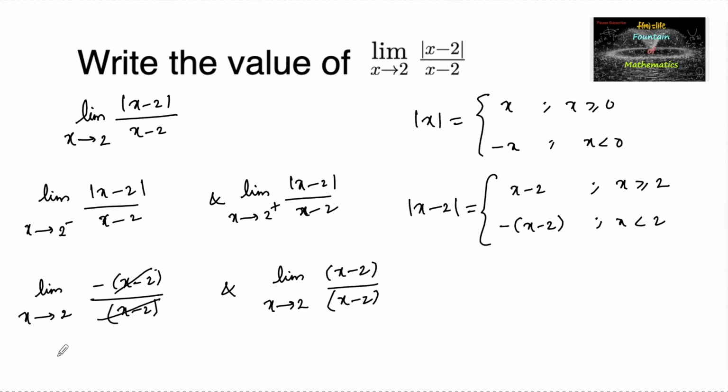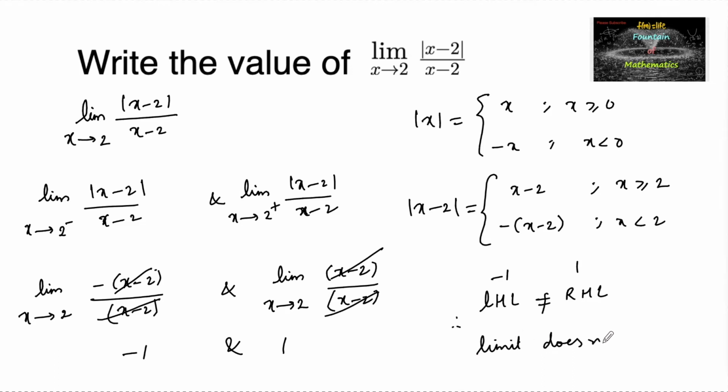So here x minus 2 gets cancelled. So we have minus 1, as limit x tends to 2 of minus 1 is constant. So minus 1 here, and here also x minus 2 gets cancelled, and here it is 1. So here left hand limit and right hand limit both are not equal. So left hand limit is minus 1 and right hand limit is plus 1, both are not equal, and hence we can say limit does not exist. So limit x tends to 2 mod of x minus 2 upon x minus 2 does not exist.